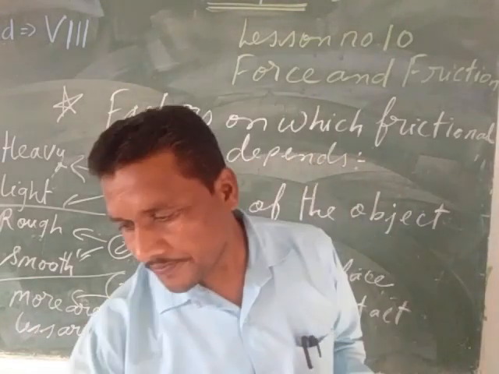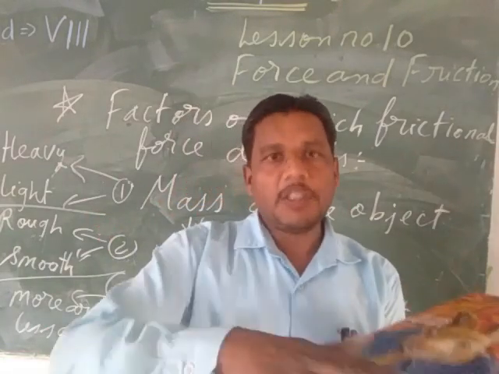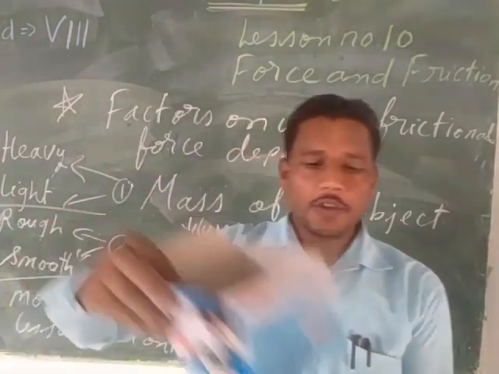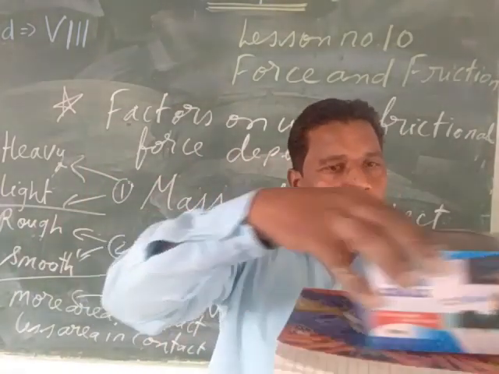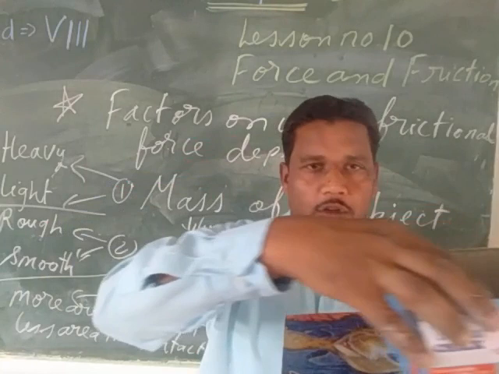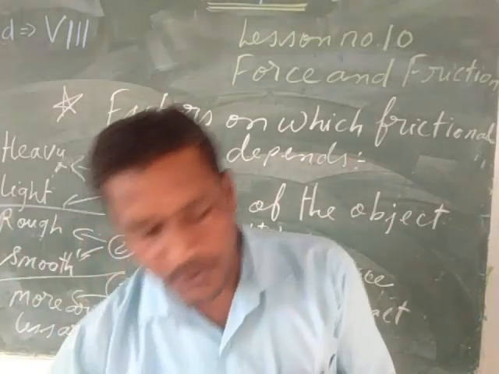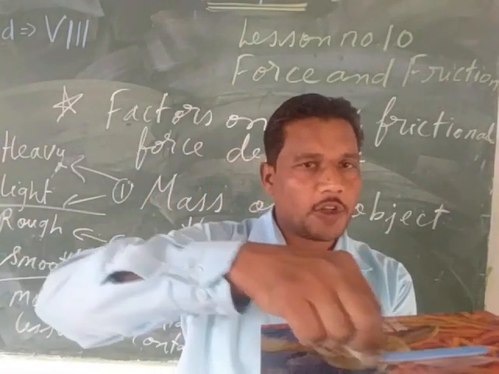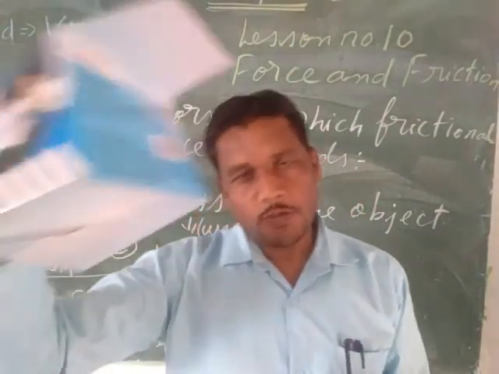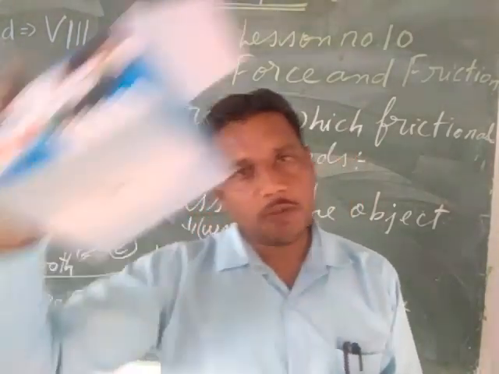Area in contact. Area means how broad it is. Suppose I am moving this chalk box upon this book, there is more area in contact. Suppose I am going to move this pencil upon the book, the area of the pencil is less. The area of the chalk box is more. So suppose the area is less, less friction. Suppose the area is more, more friction.